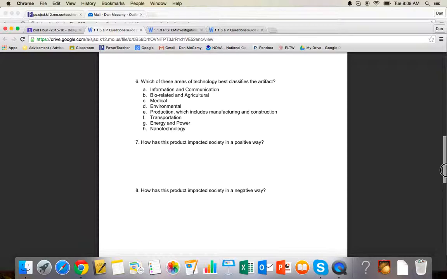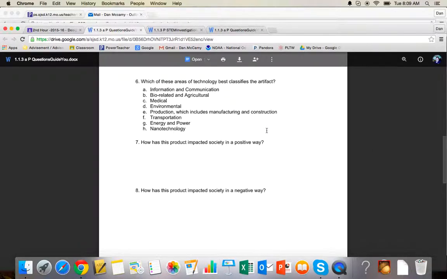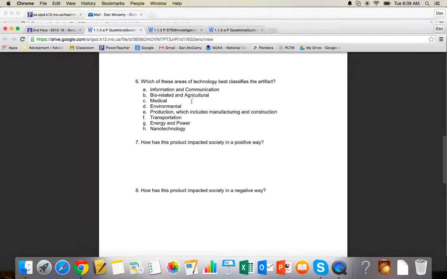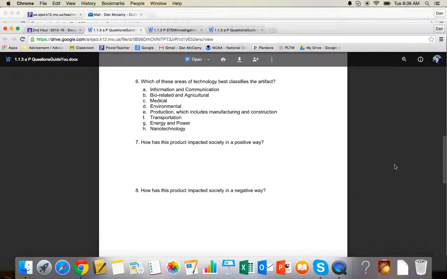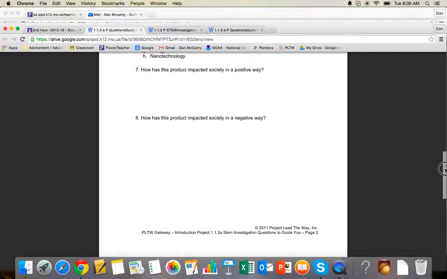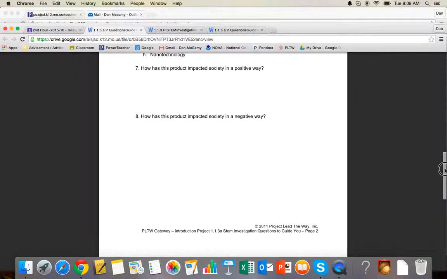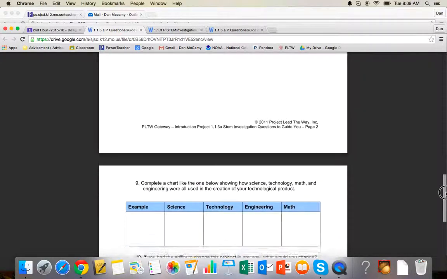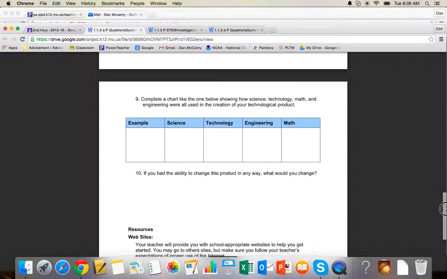And then try to figure out what areas of technology best classify the product or artifact that you're looking at, and just try to think. It can be more than one of these. I don't care if you just pick one. You can pick more than one based off of what it would be involved with. How has the product impacted society in a positive way? How has the product impacted society in a negative way? And then you have to complete the chart.